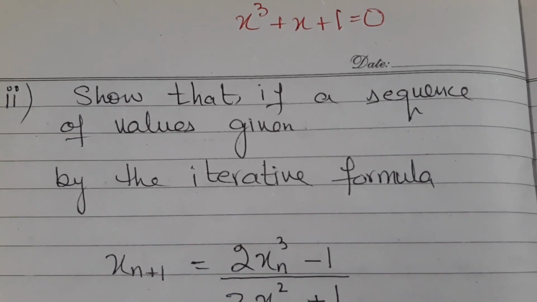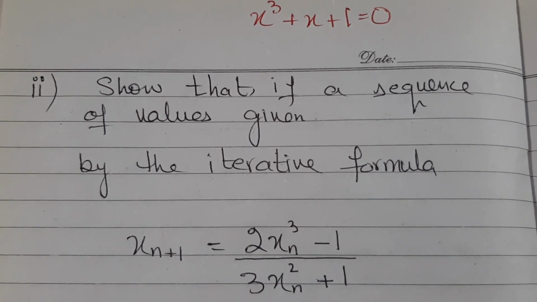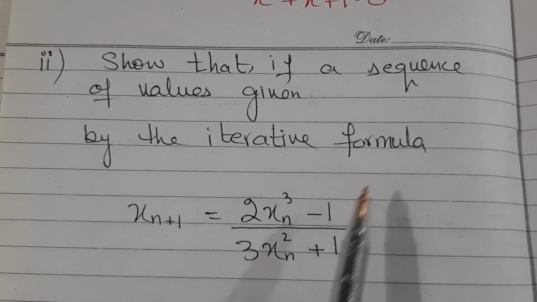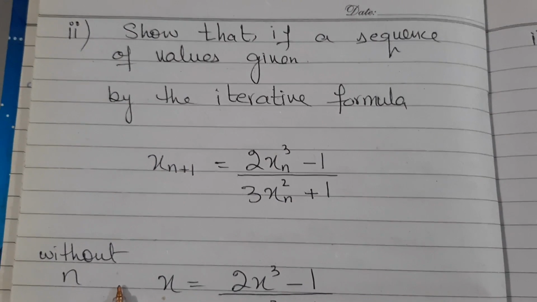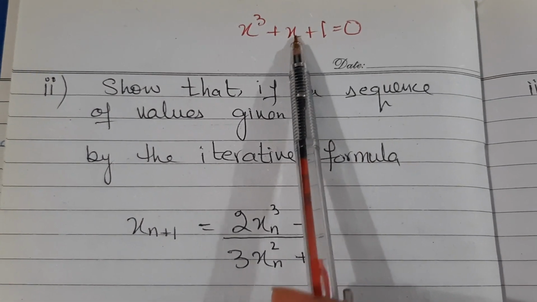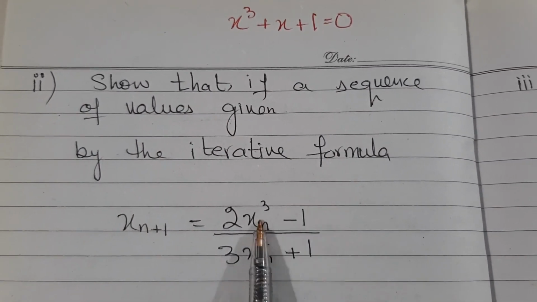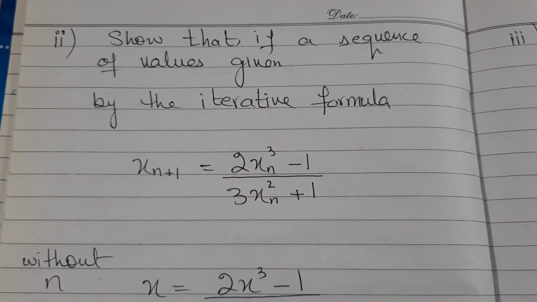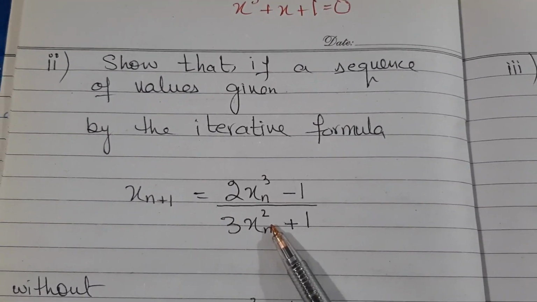The next part of the question says to show that if a sequence of values, which you get at the iteration, by using the iterative formula, it will give you the root of the equation. Which was the equation? Here. So the question is saying show that the sequence of values given by this iterative formula, right? We can give the formula for that equation with the help of this iteration method here.